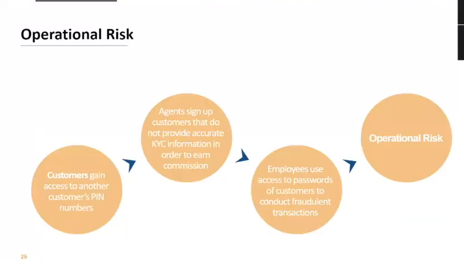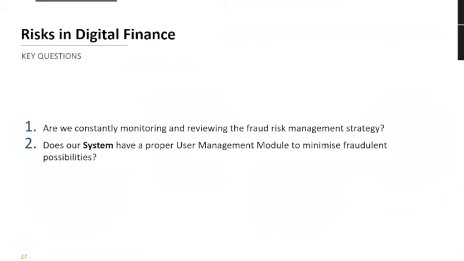And let's not forget the next one about operational risks. For example, customers gain access to another customer's PIN, agents sign up customers that do not provide accurate KYC information in order to earn commission, employees use access to passwords of customers to conduct fraudulent transactions. So these are examples of operational risks. So again, key questions to be answered: are we constantly monitoring and reviewing the fraud risk management strategy? Does our system have a proper user management module to minimize fraudulent possibilities?